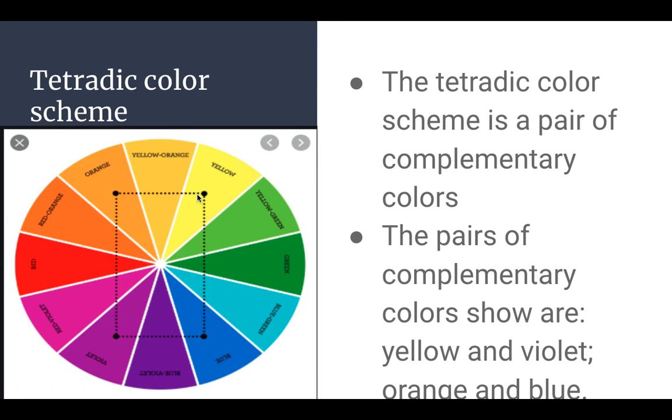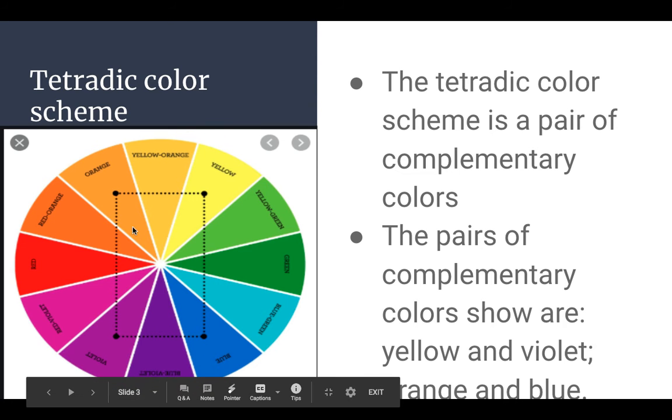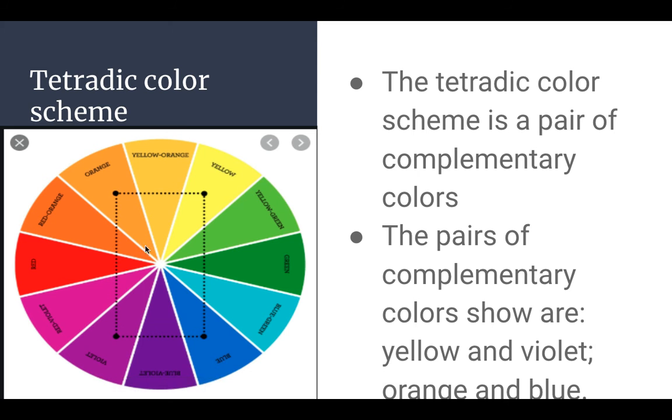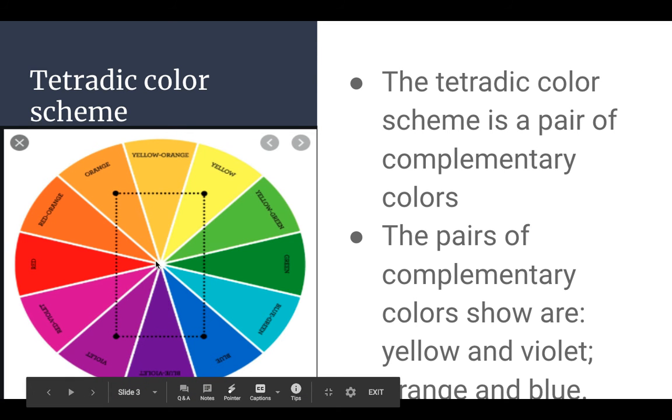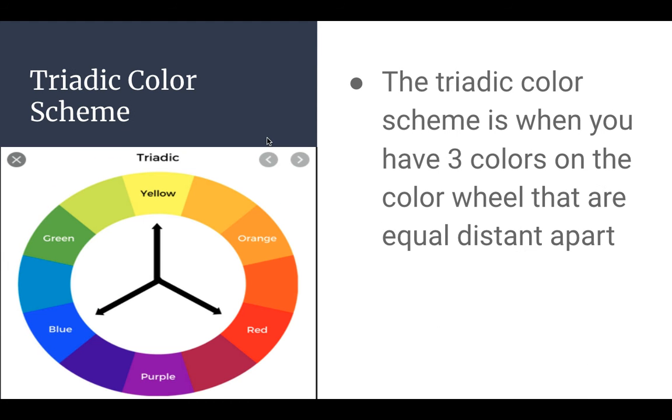We could then look at orange, and right across from orange is blue. So those are also complementary colors. So when we look at both of these pairs, we see we have a pair of complementary colors. We have violet and yellow, and we have orange and blue. And that creates a tetradic color scheme, which is different from the triadic color scheme.